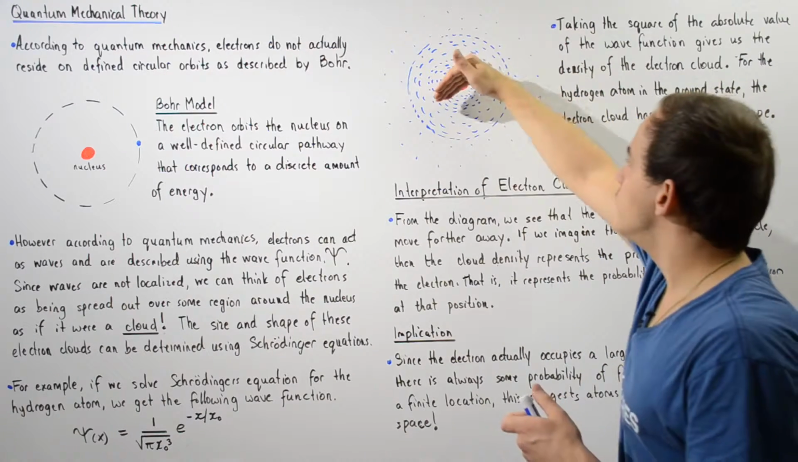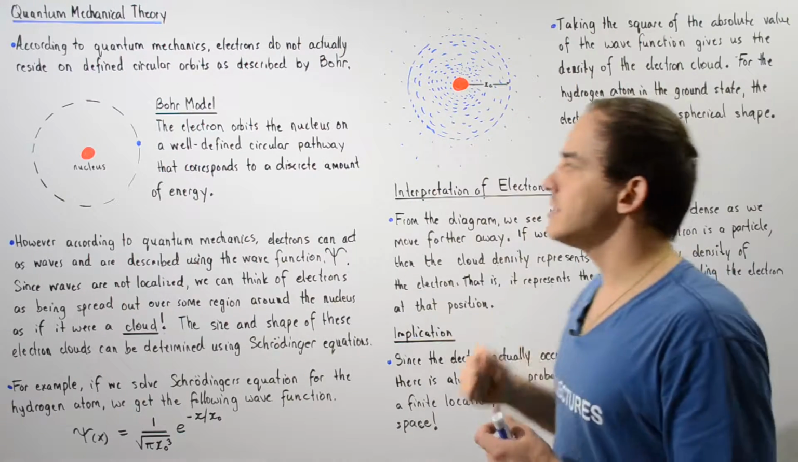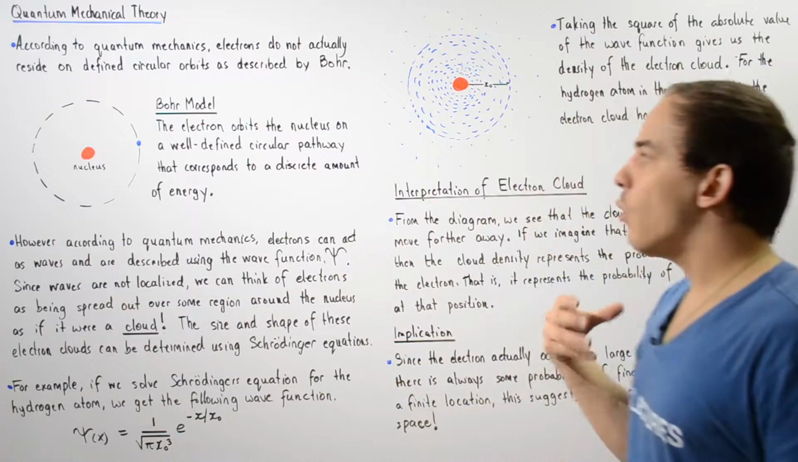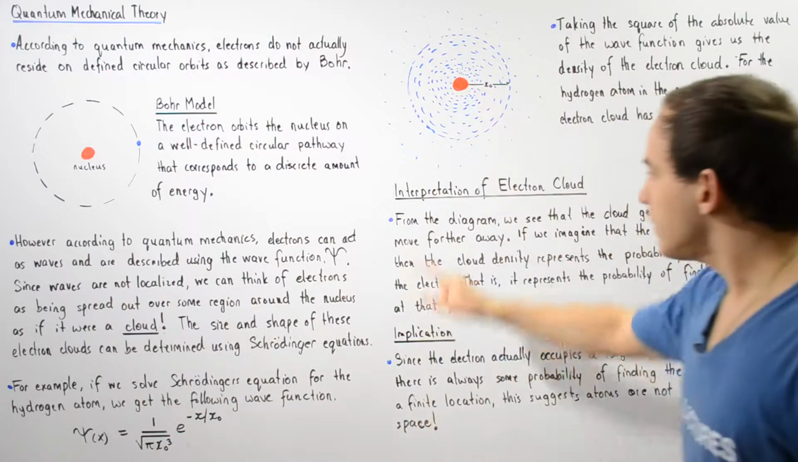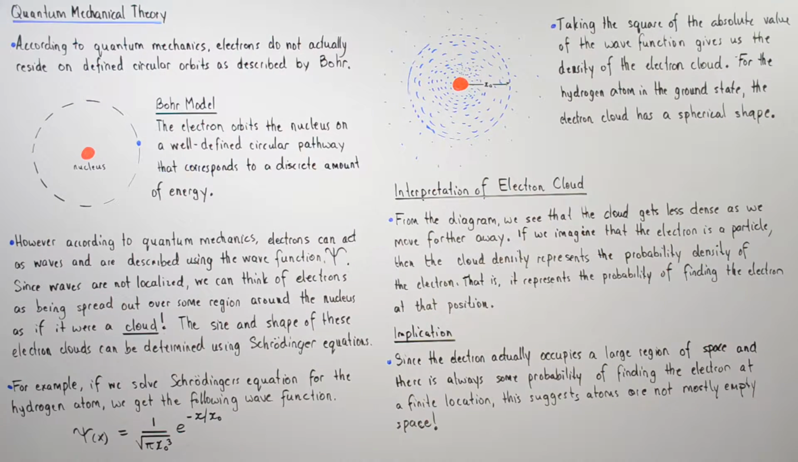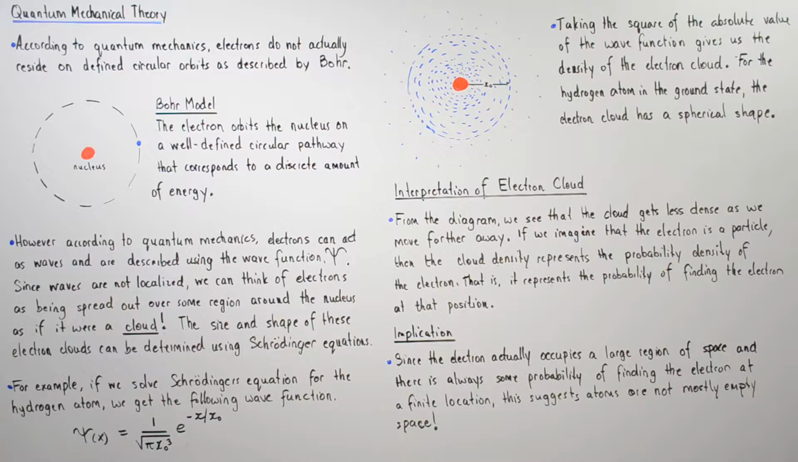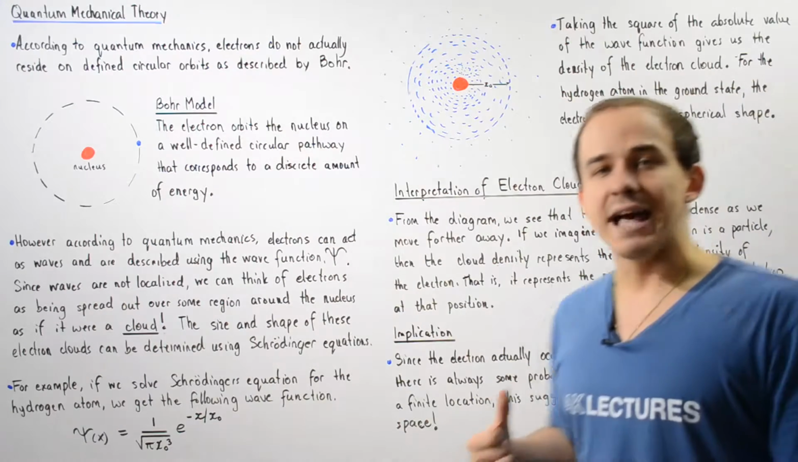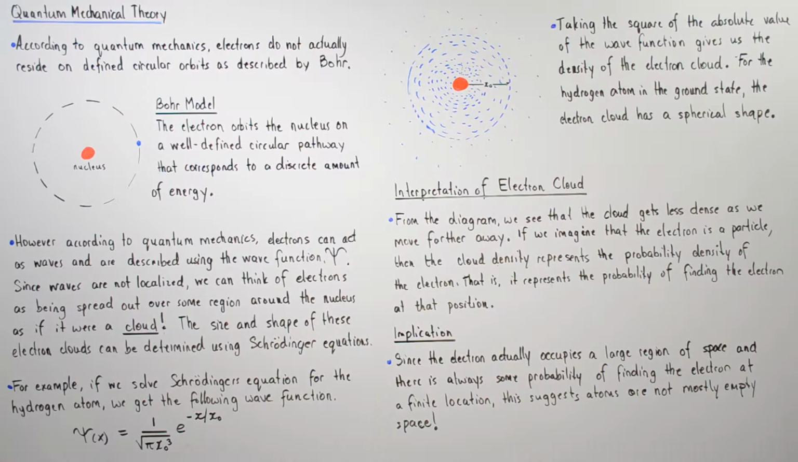Notice, as we move farther away from the nucleus of our atom, from the center of the atom, the density becomes less dense. Now, what exactly is the meaning? How exactly can we interpret this diagram? From the diagram, we see that the electron cloud gets less dense as we move farther away from the center of that atom. Now, if we imagine that the electron is in fact a particle, then the cloud density represents the probability density or the probability distribution of our electron as if it was a particle.